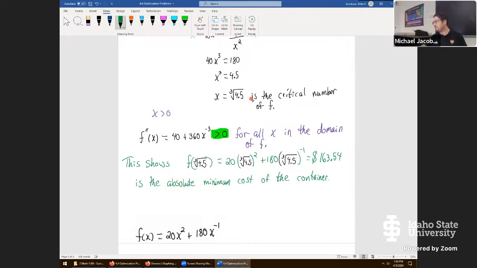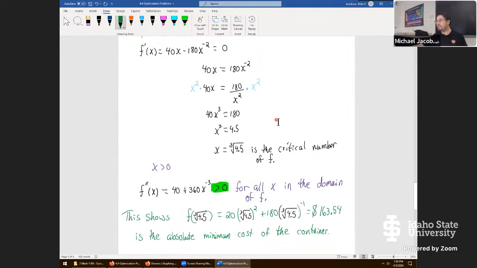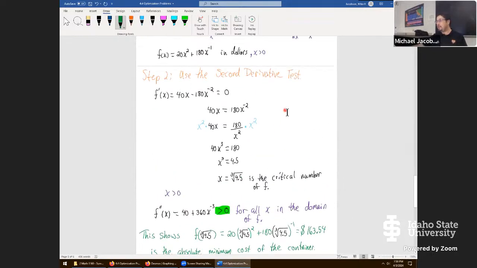Kind of an expensive box. But anyways, we've got it, folks. That's the optimization on this problem here. Any questions at all, folks, on getting through this one?